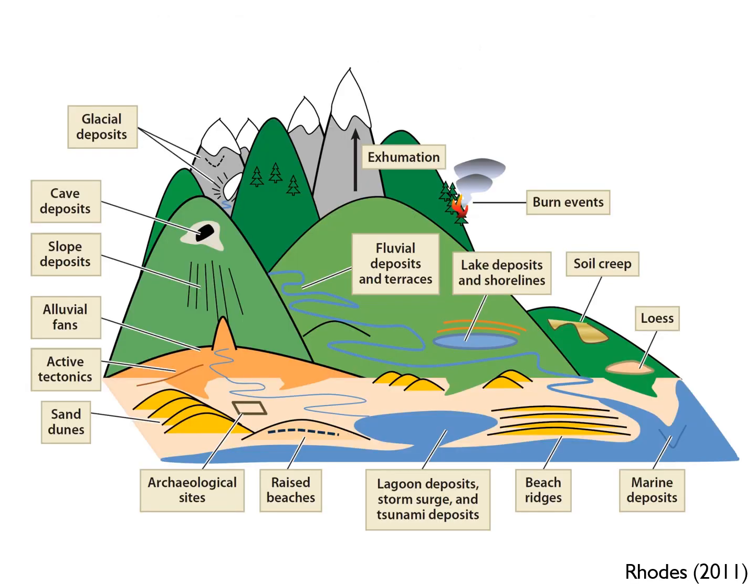But how confident we are depends on where we are in the environment. All the labels shown on that graph here are places where we can apply luminescence dating, but some environments are better than others. They are easier than others, I want to say, when it comes to that initial condition.